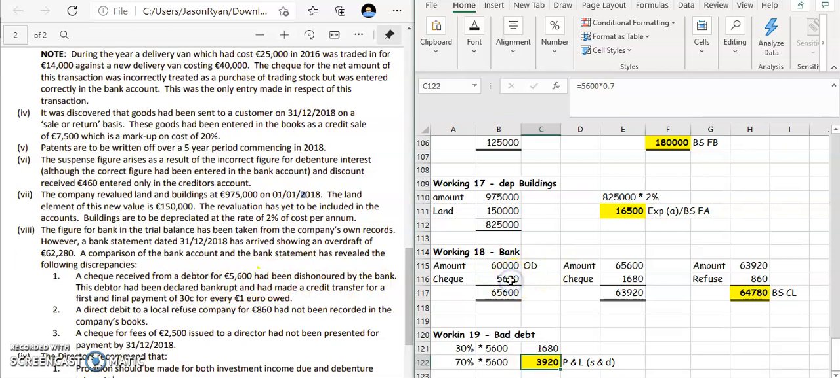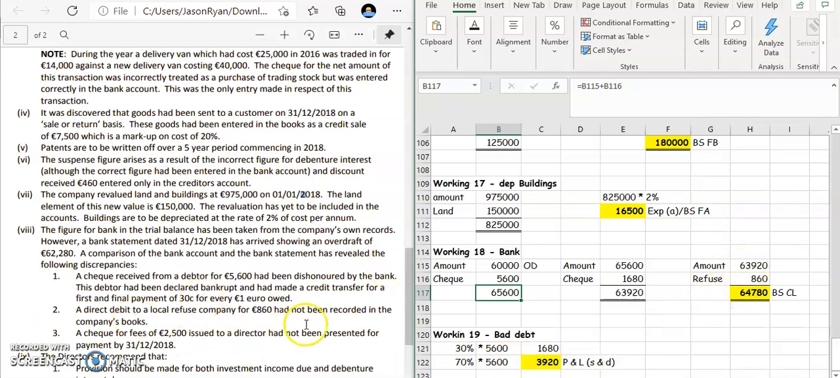Our overdraft goes up by 5,600 because it's an overdraft. So our bank 60,000 is an overdraft, and now our overdraft's gone higher because this check has not been paid into our bank account. So now it's 65,600. Of that 5,600, we received 30 cents for every €1 they owed us. So it's 30% of 5,600. He paid us 1,680 by credit transfer. So now the 65,600 is going to reduce by 1,680. And the 70% then is a bad debt. That bad debt will go into your expense, into your profit and loss, into selling and distribution.